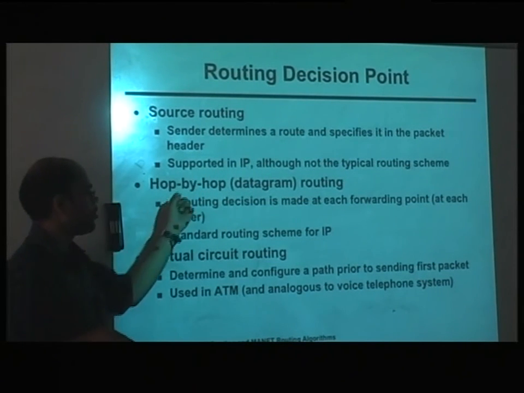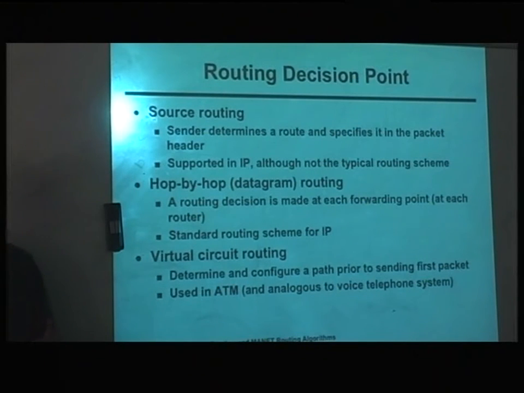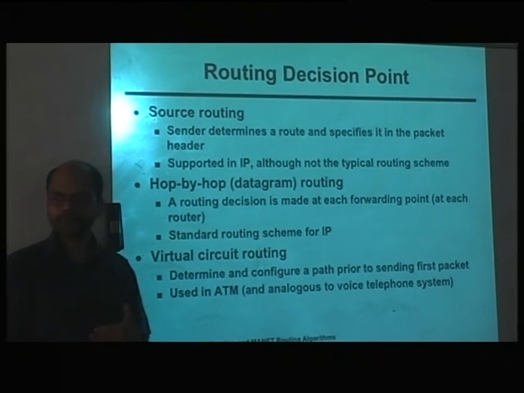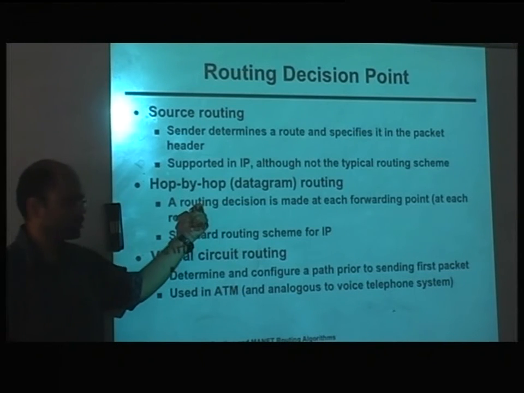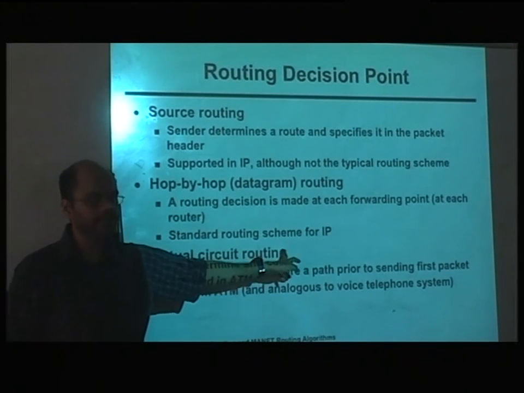Another one is hop by hop routing. That means you don't know the entire route, you just know the next hop. So this will be distance vector, the other algorithm. And this is the standard routing scheme that IP uses.